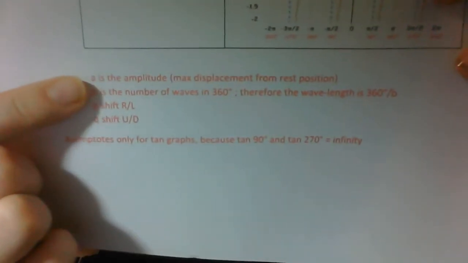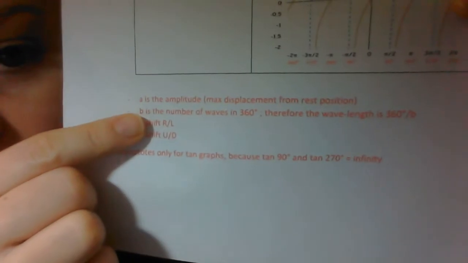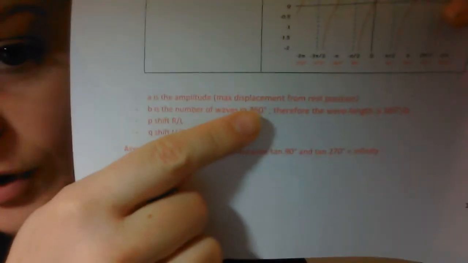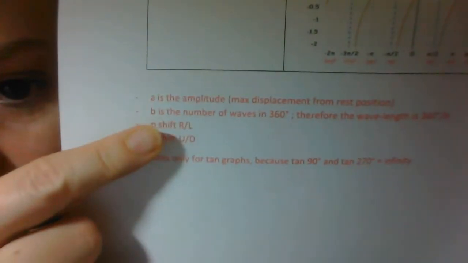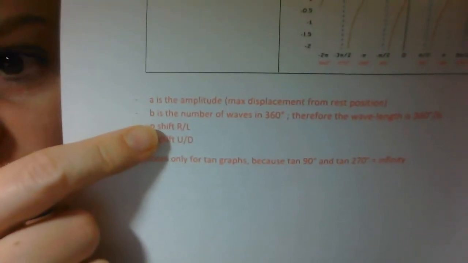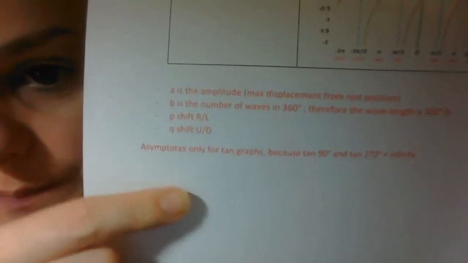Alright, so description of the parameters for the equation. So the a is the amplitude, so that's the difference from the rest to the crest. The b is the wave, or the number of waves in 360 degrees. The P is the shift right left and the Q is the shift up down, so that didn't change.